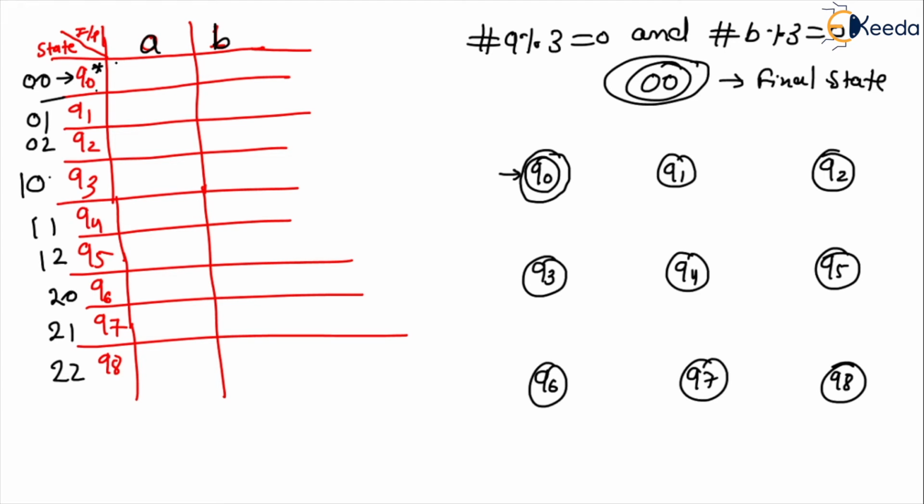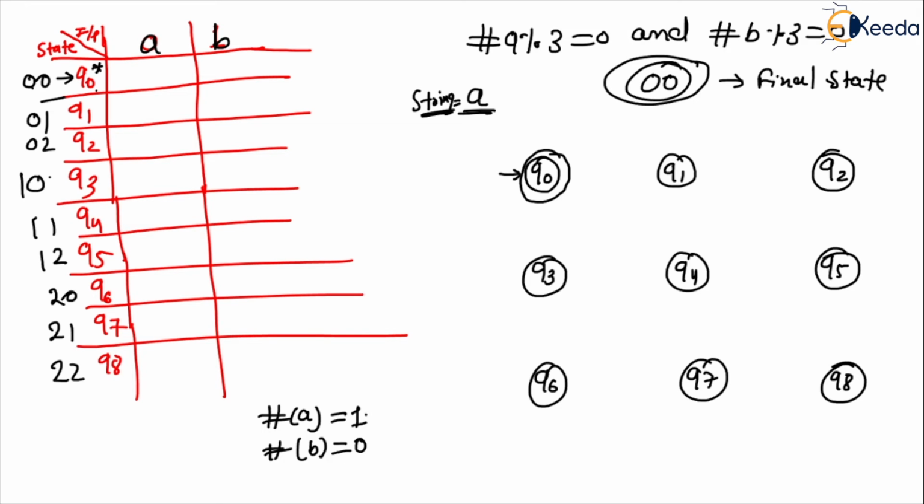Means when we apply input A on state Q0, you apply a single A. Got it? The string is a single A. So when we apply this string on the initial state Q0, the number of A's in this string is 1. So count of A is 1, and how many B's are there? Definitely there is not any B in this string, means number of B is 0. Got it?